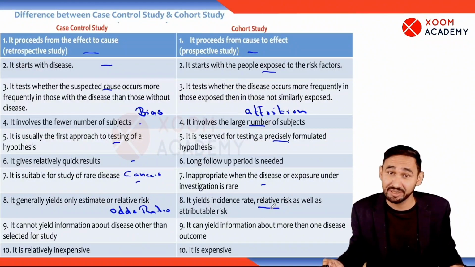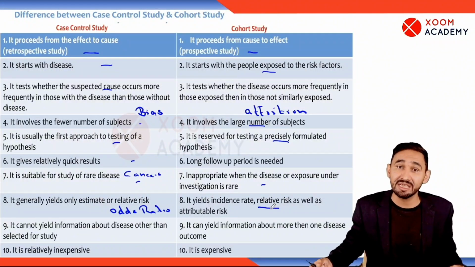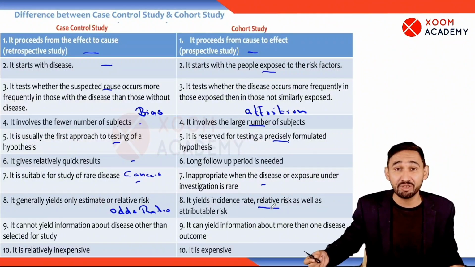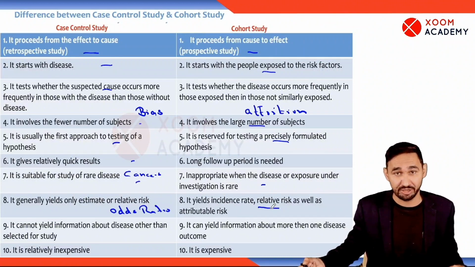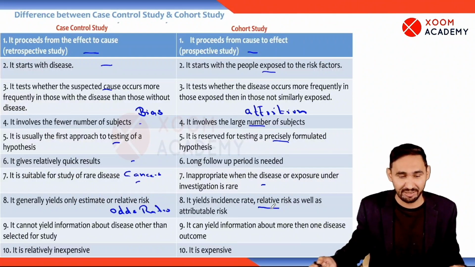So we can measure three things from cohort study. Incidence. After measuring incidence, we can measure relative risk. After measuring relative risk, we can measure attributable risk. This is a common university question. Measurement of risk in case control study is odds ratio. Measurement of risk in cohort study is relative risk and attributable risk. But we need to measure incidence before the calculation of relative risk.